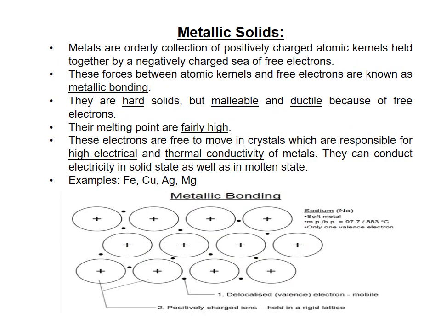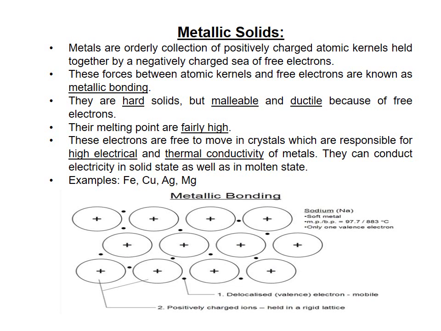The third crystalline solid is metallic solids. They show metallic bond between their atomic kernels and delocalized electrons. What is meant by atomic kernels? Positively charged nucleus containing protons and neutrons and the inner orbital electrons together are known as atomic kernels. What are delocalized electrons? Those electrons which are considered as outermost valence electrons are known as delocalized electrons.